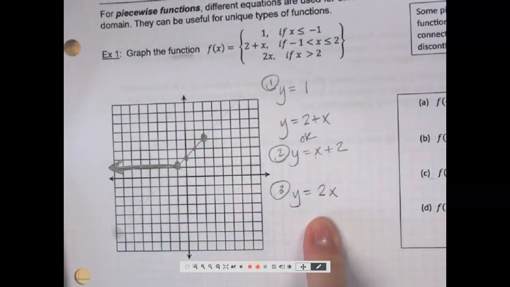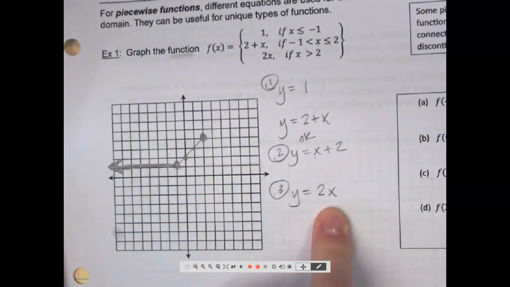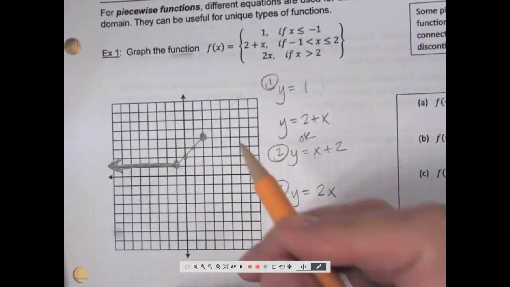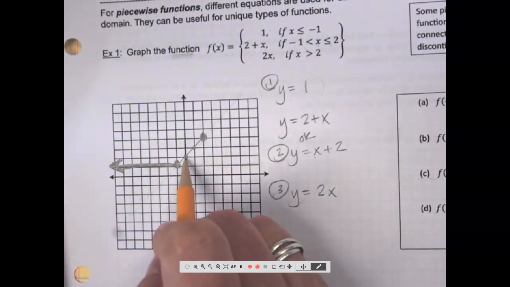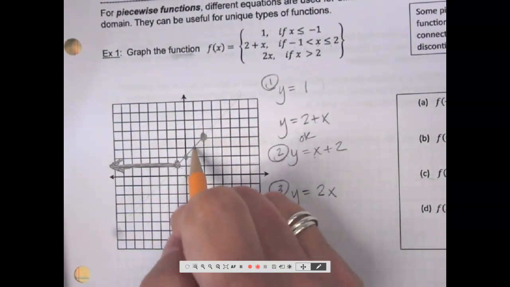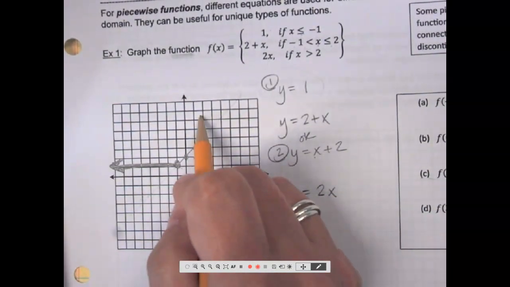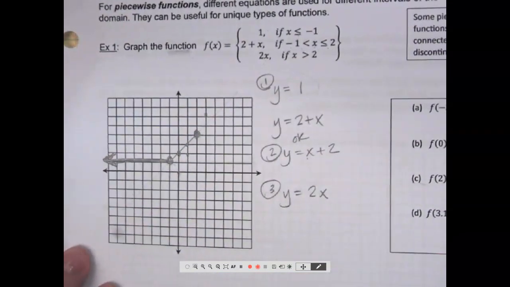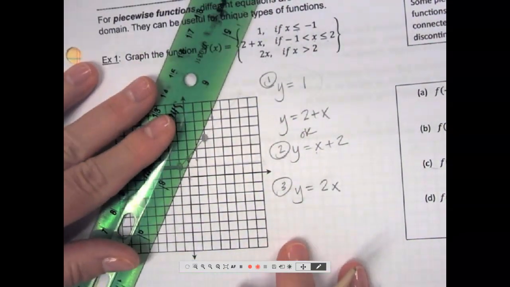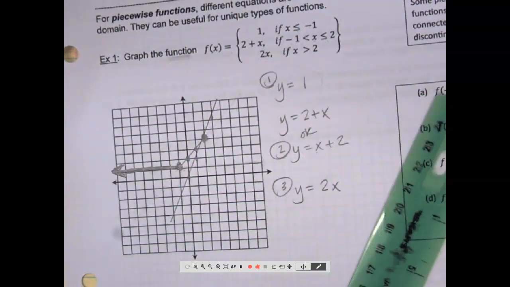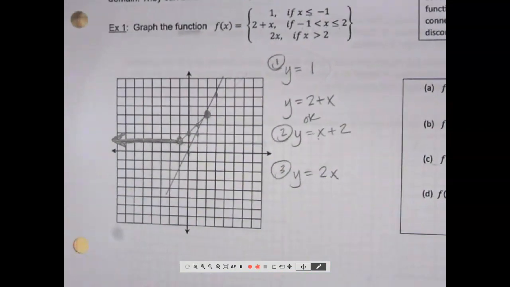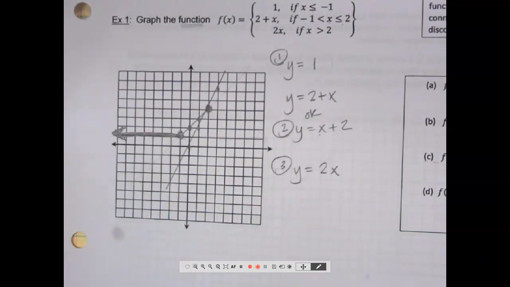Okay, the last part, y equals 2x. That has a y-intercept of 0 and a slope of 2. So I'm going to rise 2, run 1, rise 2, run 1, etc. And when I connect, it's going to look like that. Okay, clearly not a function as is.